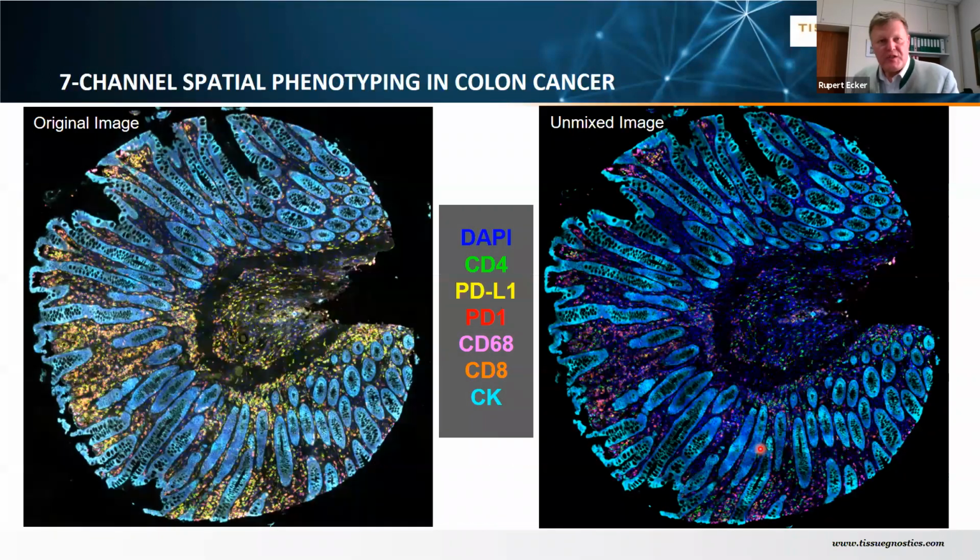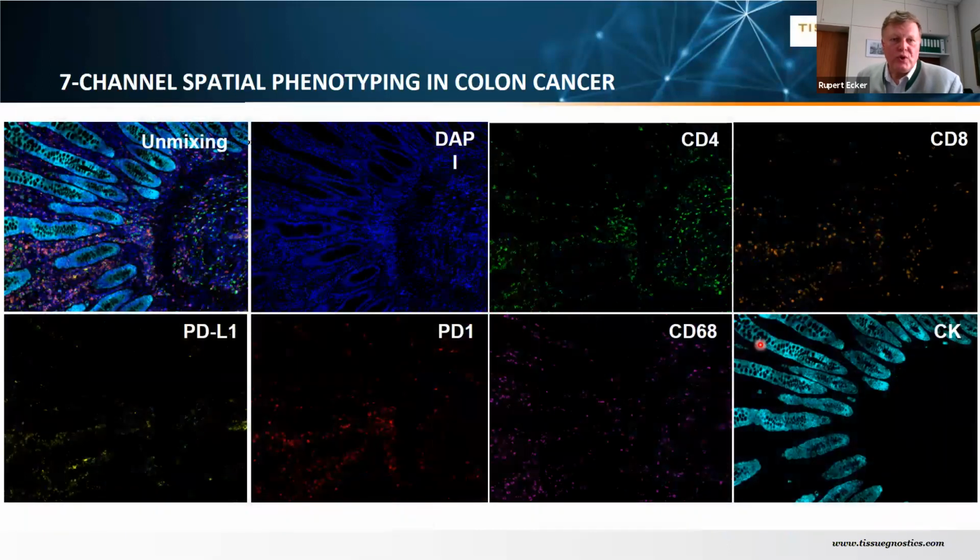I mentioned this spectral imaging approach. Here we see an example of a 7-channel spatial phenotyping, the very well-known immunological protocol for the phenotyping of the immune response. This would be the original image, which, you see, has a lot of overlay. After this spectral unmixing, we get a beautiful, clearly separated, specifically stained sample. We can now look at the individual markers that have been stained here.